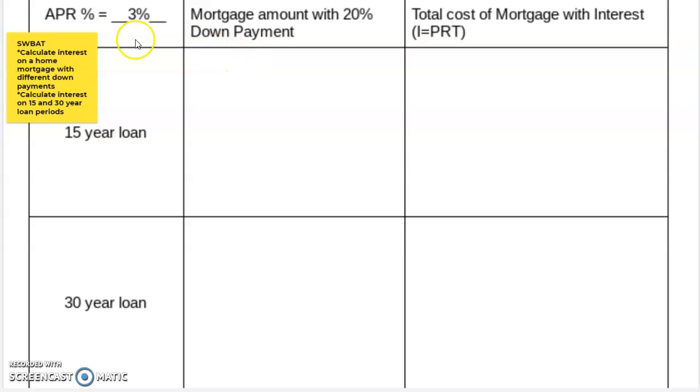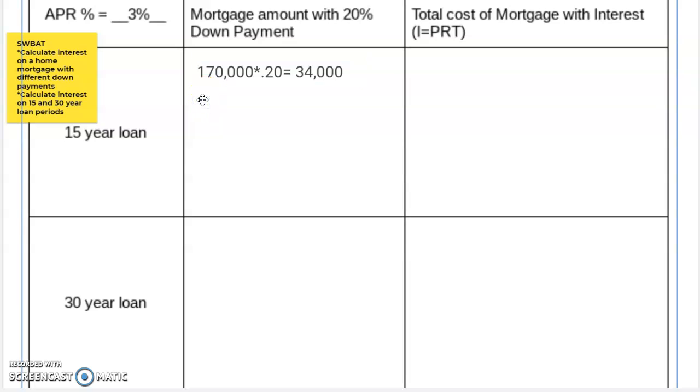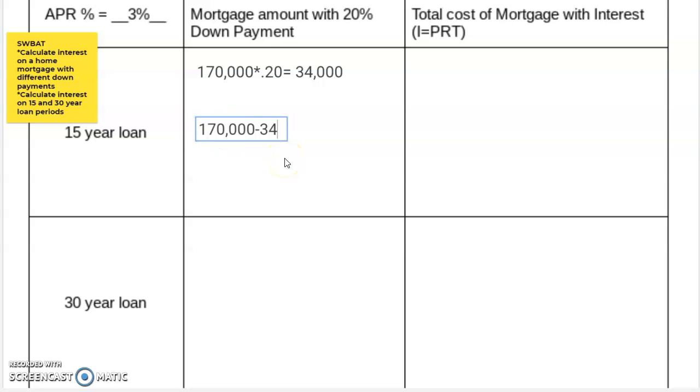So we're going to calculate the down payment the same way. We're going to take the original cost of $170,000 and multiply it. Instead of 10% this time, we're going to do 20%, so 0.2, and that's going to give us a down payment of $34,000, which is a lot of money out of pocket, but you're going to see it pay off in the end. So $170,000 minus our down payment of $34,000 is going to leave us with a principal amount of $136,000.